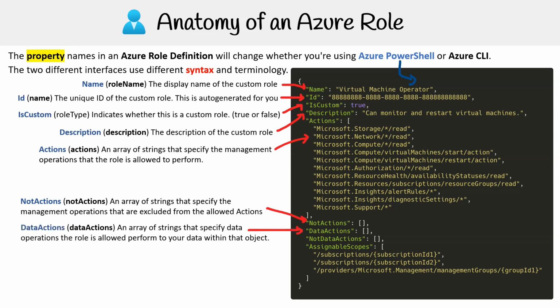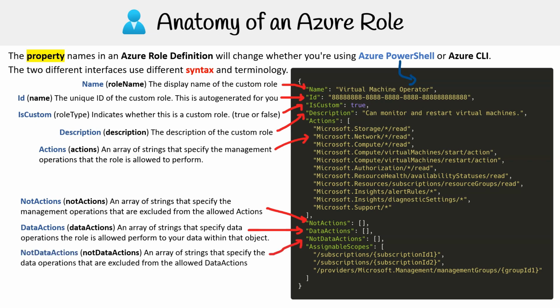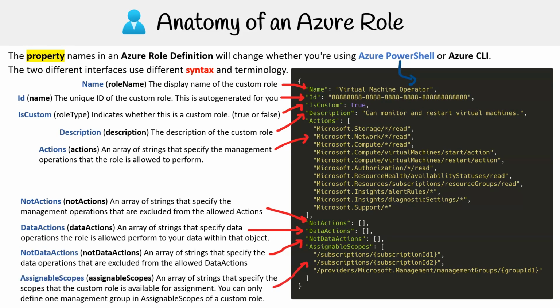DataActions. This is an array of strings that specify data operations the role is allowed to perform on your data within that object. NotDataActions. This is an array of strings that specify the data operations that are excluded from the allowed data actions. AssignableScopes. This is an array of strings that specify the scopes that the custom role is available for assignment. You can only define one management group in assignable scopes of a custom role.